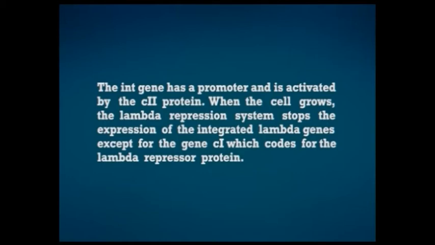When the cell grows, the lambda repression system stops the expression of the integrated lambda genes except for the gene C1, which codes for the lambda repressor protein. So at the time of replication of the bacterial genome, the integrated lambda genome is also replicated along with the bacterial genome and is transmitted from progeny to progeny.